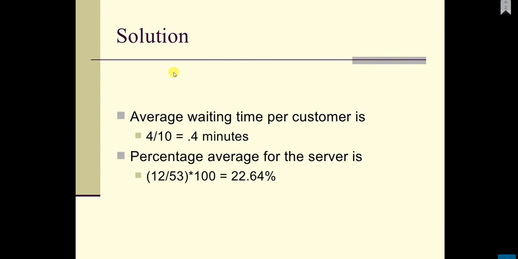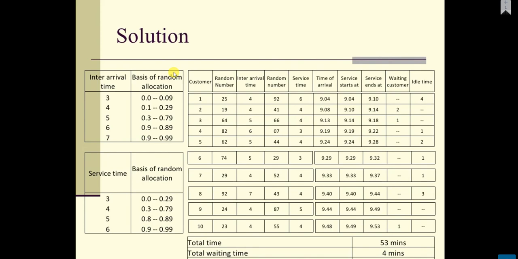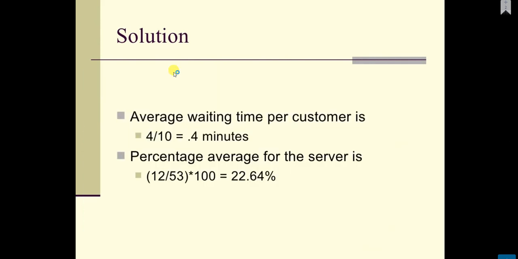So the average waiting time for a customer is 4 by 10, that is 0.4 minutes, and the percentage idle time for the server is calculated as the idle time divided by the total time, 12 by 53, into 100. So we got 22.64%.